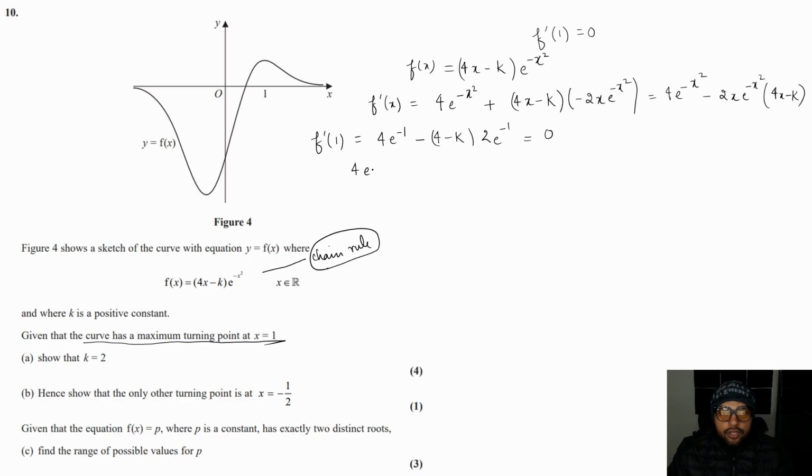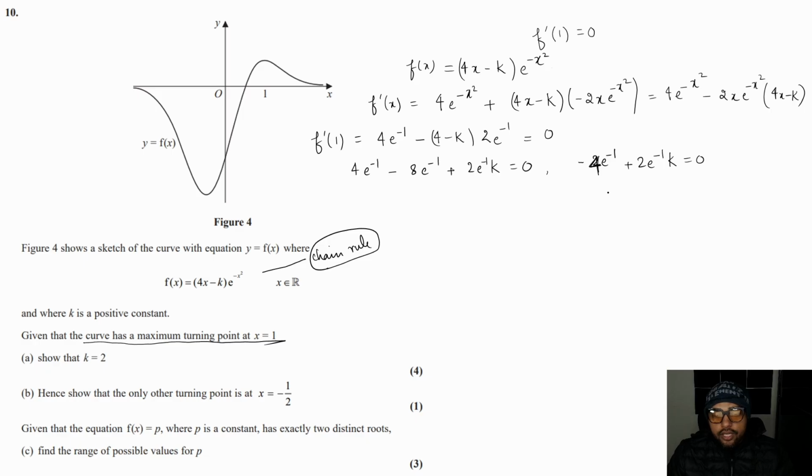So we'll be getting 4e^(-1) minus 8e^(1), minus 1 plus 2e^(-1)k equals 0. Okay, so from here we can see that e^(-1) is here. So we'll get negative 2e^(1), sorry, 4e^(-1) plus 2e^(1)k equals 0.